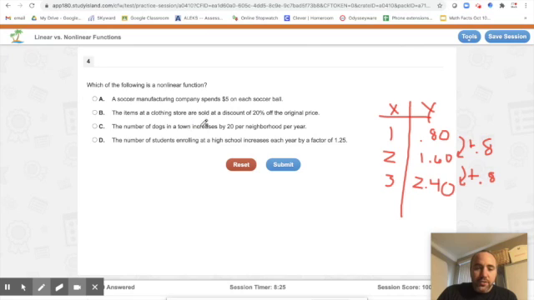C, the number of dogs in a town increases by 20 per neighborhood. All right, so the fact that every neighborhood is going up by 20, that's a linear function. So that leaves us with D. D is going to end up being the nonlinear function. I just want to talk about why.